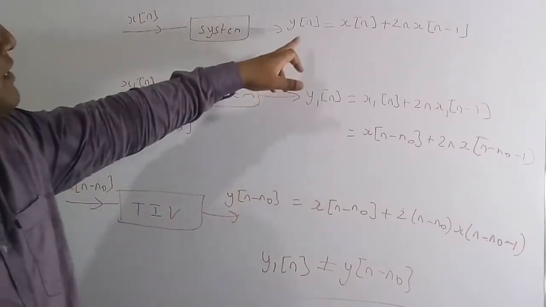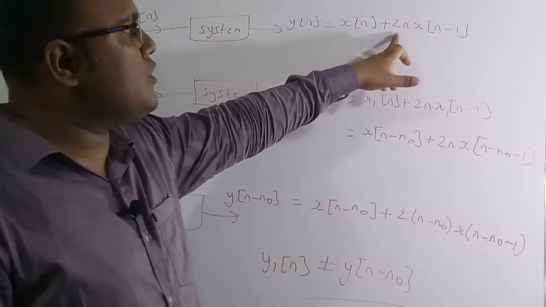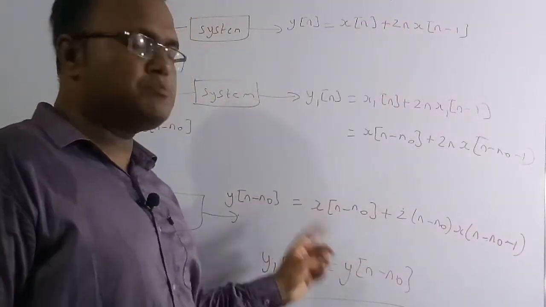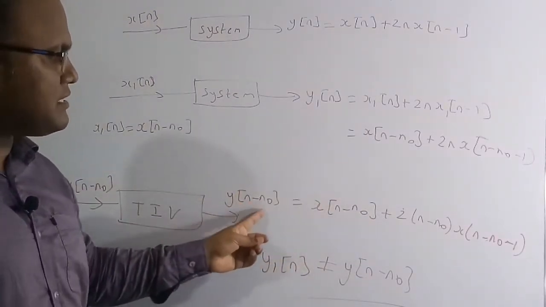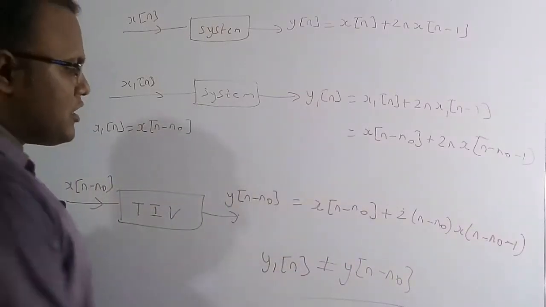So in place of n, substitute n minus n naught. Therefore x of n minus n naught plus 2 of n minus n naught into x of n minus n naught minus 1. So this is the expression we are going to get. And if you see both these expressions, y of n minus n naught and y1 of n, both are not the same, meaning they are not equal.